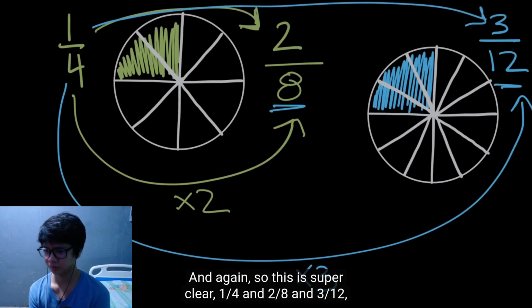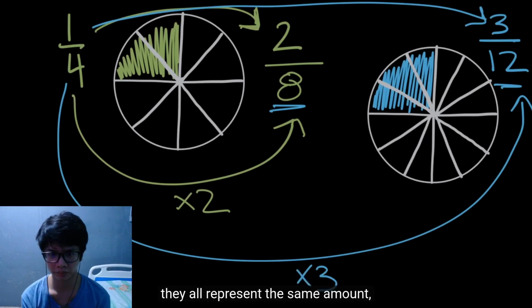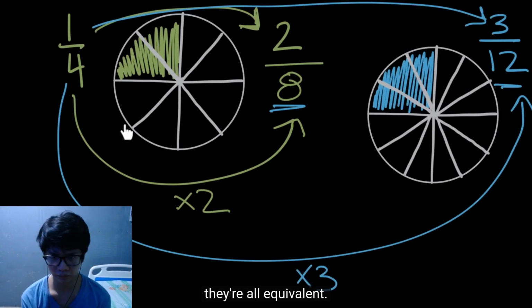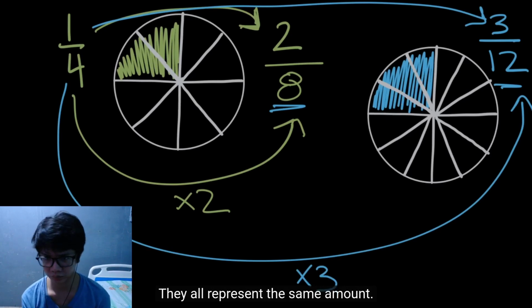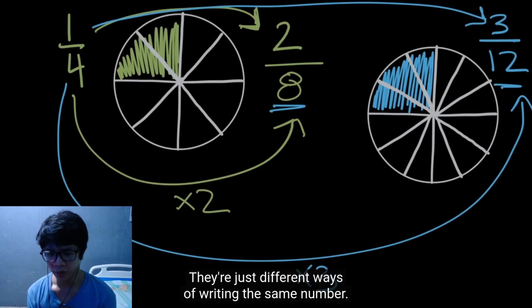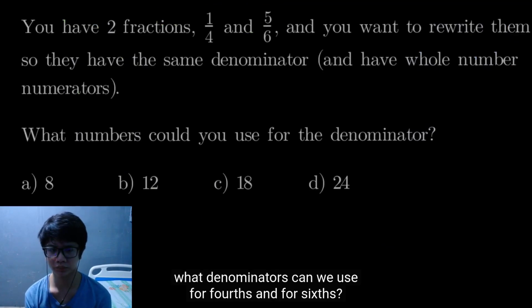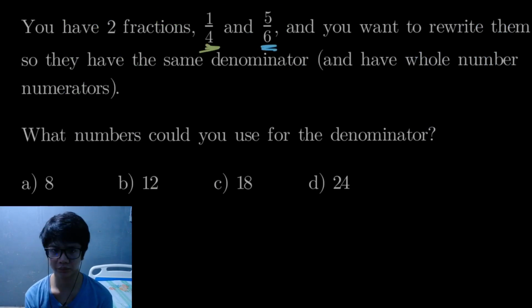And again, so this is super clear, 1/4 and 2/8 and 3/12, they all represent the same amount. Whether we had 1/4, the original, here's 2/8, 3/12, they're all equivalent. They all represent the same amount. They're just different ways of writing the same number. Back to our original question, what denominators can we use for fourths and for sixths?